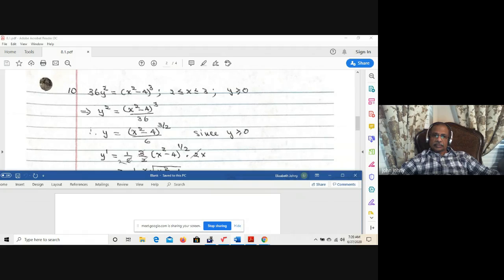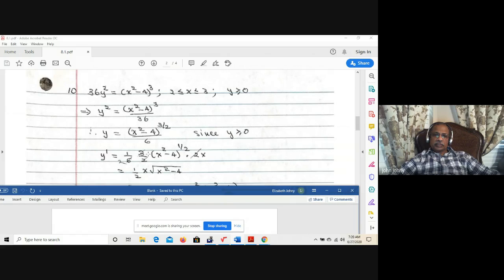1 over 6 is there. Then 3 half times x square minus 4 to the power of 3 half minus 1, that is 1 half, times the derivative of x square minus 4, which is 2x. And simplify, the 2 cancels, 3 goes into 6 two times, so that becomes 1 half x times the square root of x square minus 4.